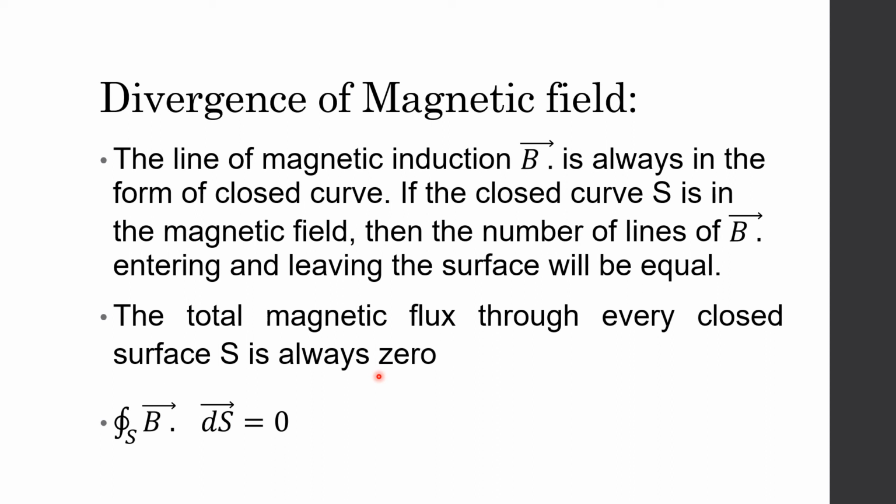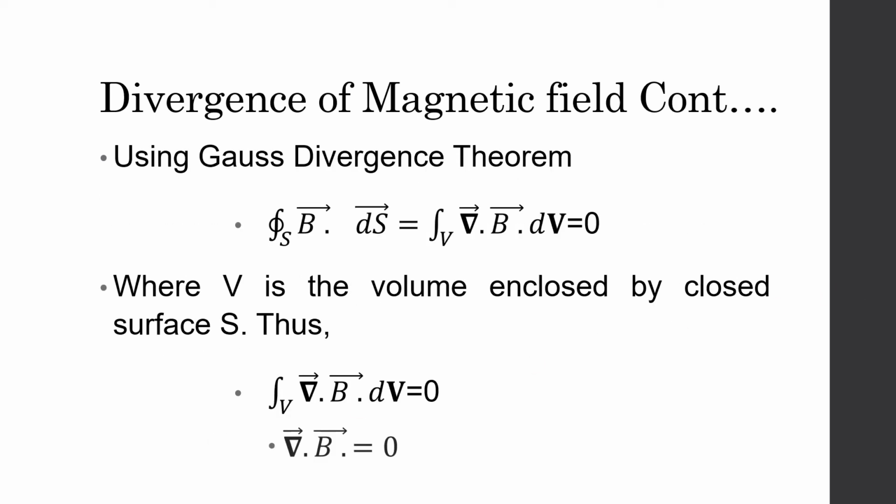So how can we write this in mathematical form? The closed surface integral of B ds is 0. Now, by using the Gauss divergence theorem from mathematics, we have the closed surface integral of B ds is equal to the volume integral of del dot B dV is equal to 0, where V is the volume enclosed by the closed surface.